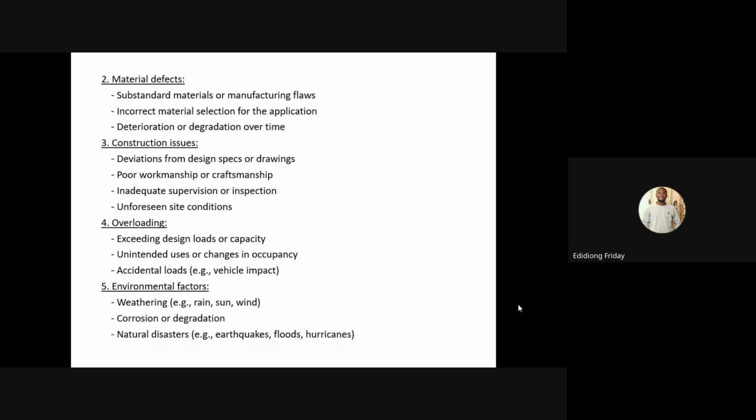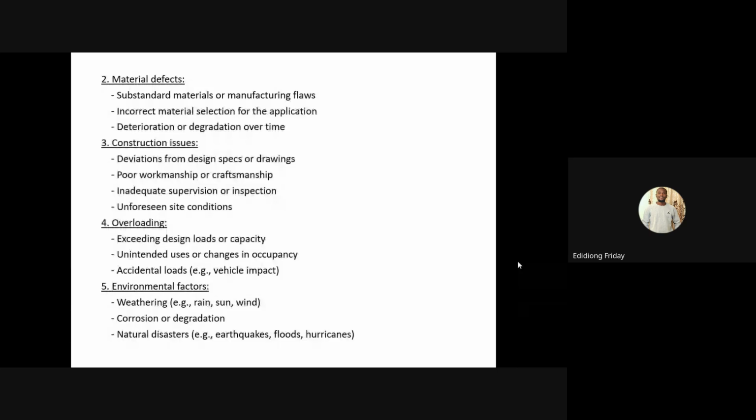The next is inadequate supervision or inspection. Okay, it's actually very important that for every site there should be a structural engineer there to help supervise and inspect to make sure that designs are duly followed in tandem with the codes and standards.